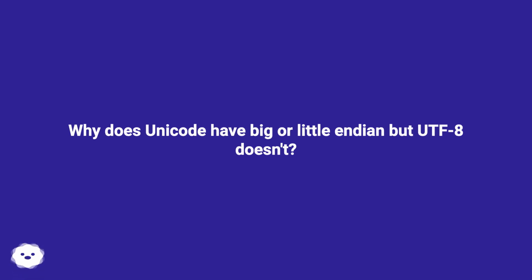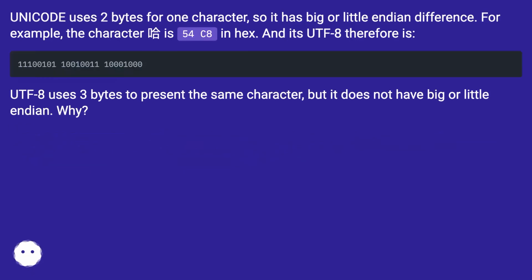Why does Unicode have big or little Endian but UTF-8 doesn't? Unicode uses 2 bytes for one character, so it has big or little Endian difference. For example, the character Ha is 54C8 in hex. And its UTF-8 therefore is... UTF-8 uses 3 bytes to present the same character, but it does not have big or little Endian. Why?